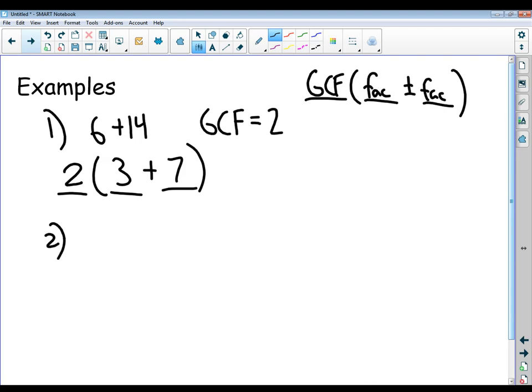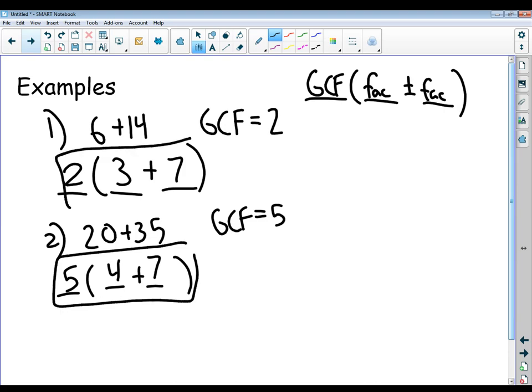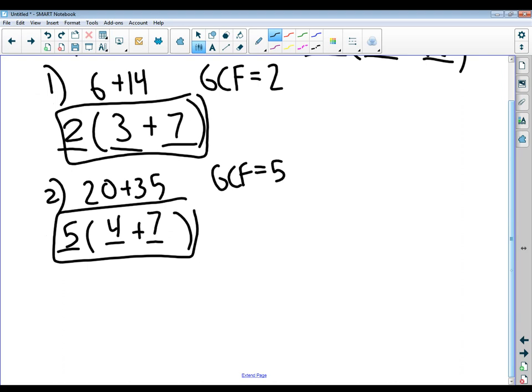Now, another example with slightly bigger numbers. Let's say we have 20 plus 35. Go off to the side and determine what the GCF is. For 20 and 35, the GCF is equal to 5. Then follow this pattern that we have. We'll have 5 times the quantity 4 plus 7. And this is actually the answer. That's all you need to do, because we're setting things up for later in more advanced math classes. In a more advanced math class, you won't be able to combine this 4 and 7 here, but you may want to extract it out.